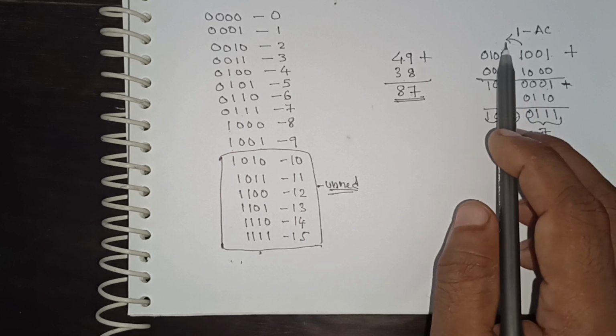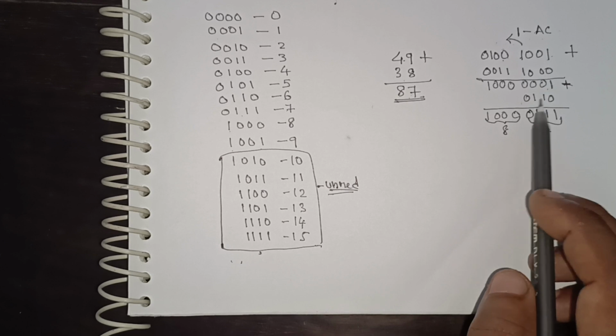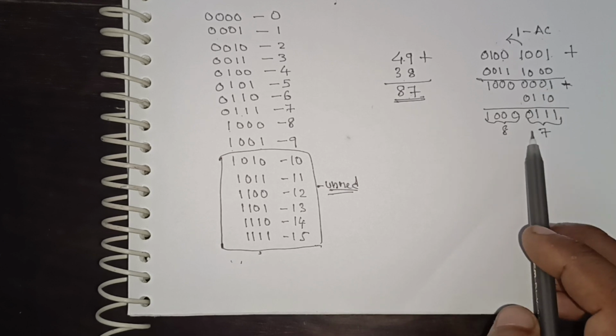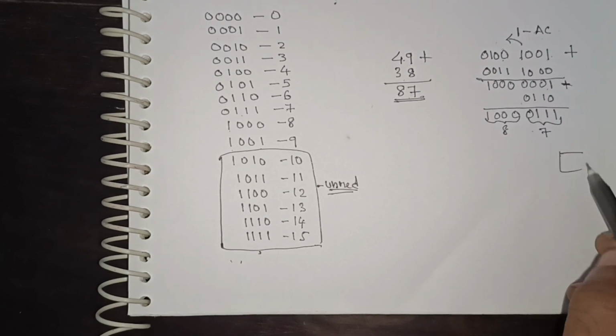If an auxiliary carry is generated, then our result is not correct, so we want to add 6 to make our result correct. And this carry is actually stored in the auxiliary carry flag.